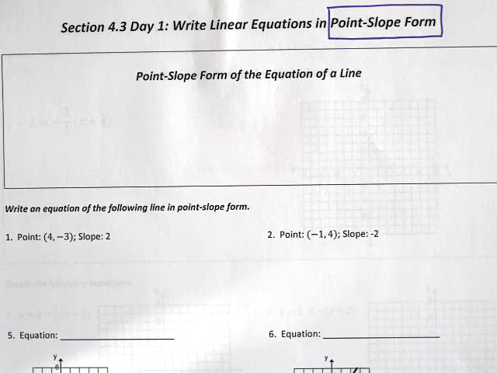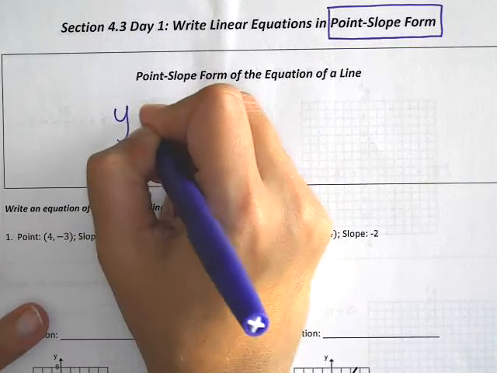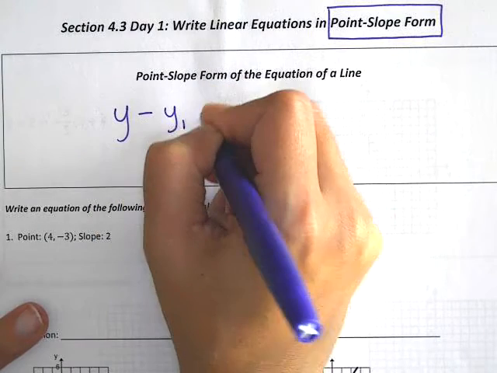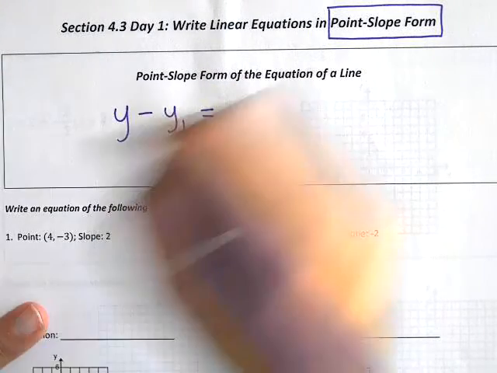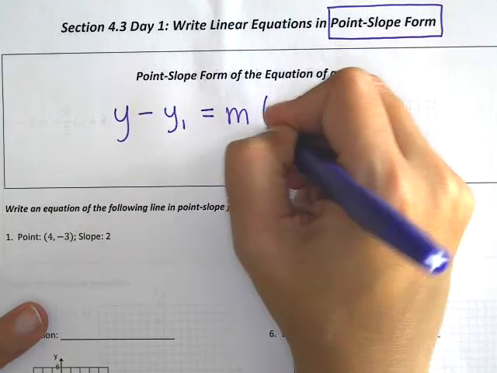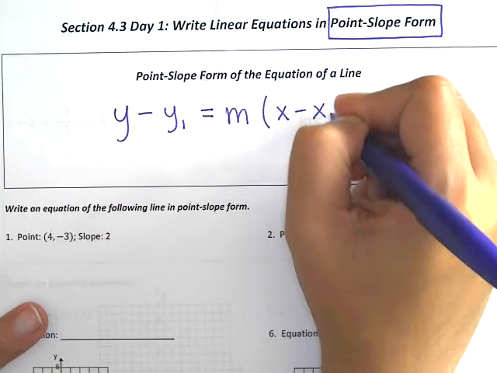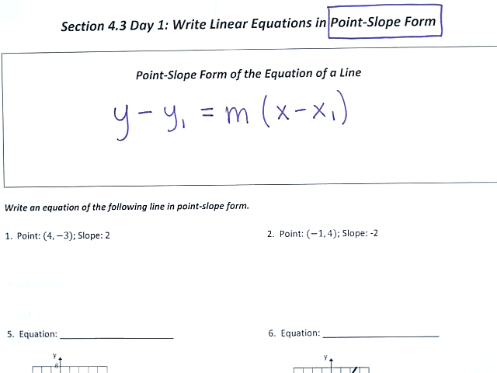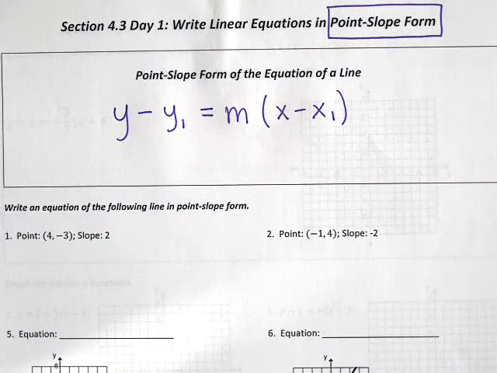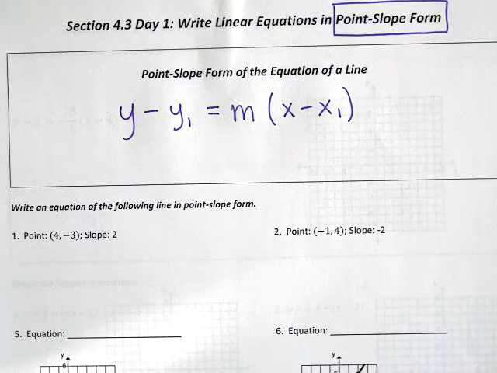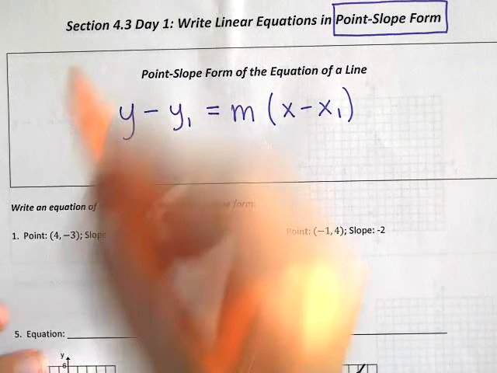It's not going to be y equals mx plus b. Here's what this equation looks like. y minus y1 equals m parentheses x minus x1. Now some of you are thinking, oh my gosh, there is no way that that is easier than y equals mx plus b. It looks so much more complicated. Here's what all these things stand for.